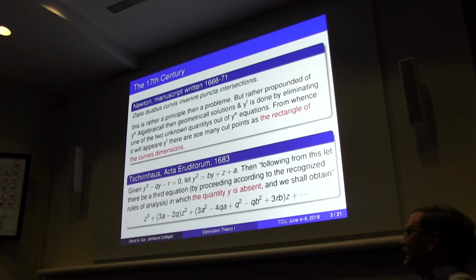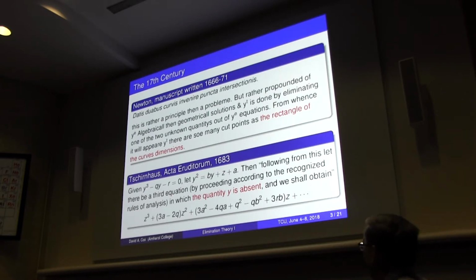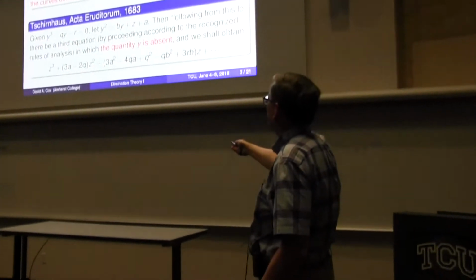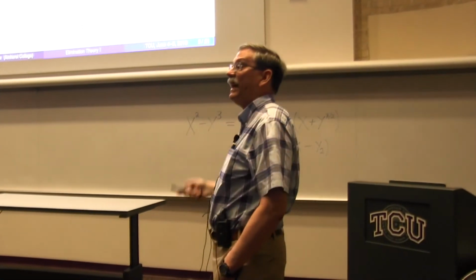Then, and of course he's writing in Latin, so this is an English translation. Following from this, let there be a third equation by proceeding according to the recognized rules of analysis. So notice he's already saying we know how to do this in the 17th century, and which the quantity y is absent, and we shall obtain, and this is the cubic polynomial, and I left off the constant term, which is pretty complicated. And Chernow's idea is I want to choose a and b to make these coefficients vanish.